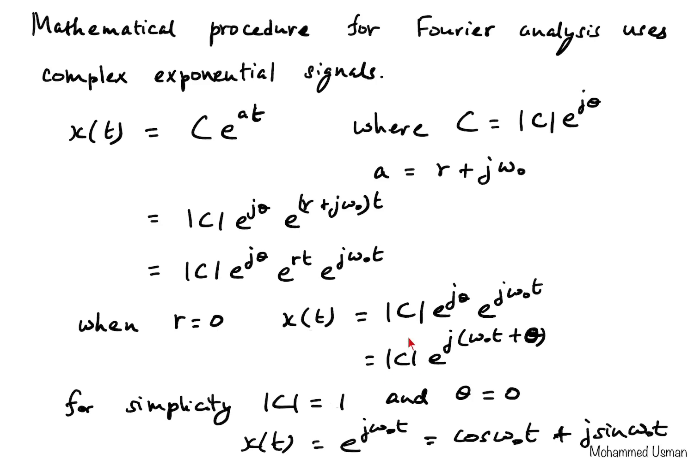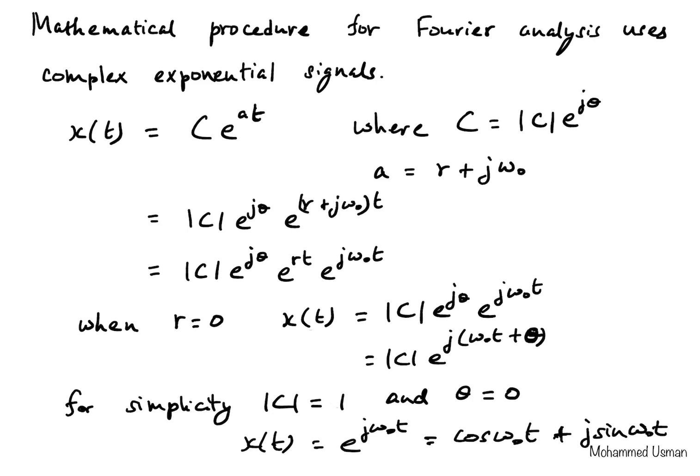Now if we had c as some other number other than 1, that number would be multiplying these terms, and if theta were not 0, then it would be cosine (omega naught t plus theta) plus j sine (omega naught t plus theta). Just for simplicity, to get rid of these terms, we have chosen the magnitude of c to be 1 and theta to be equal to 0.